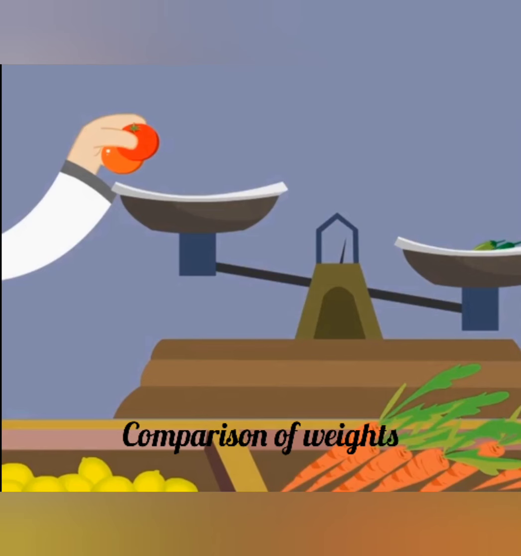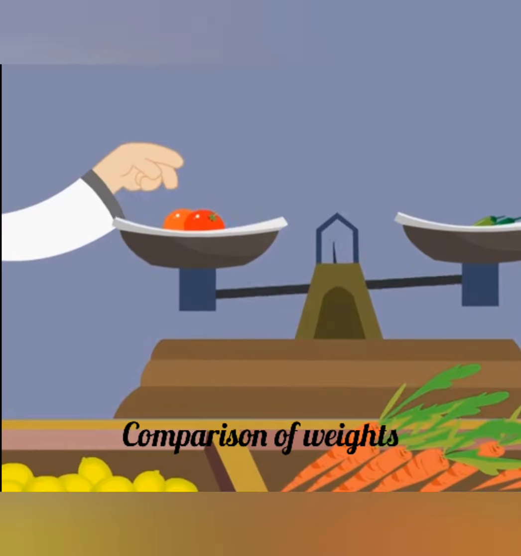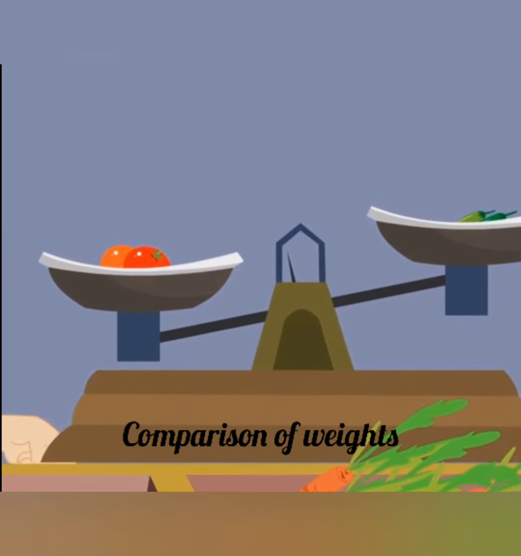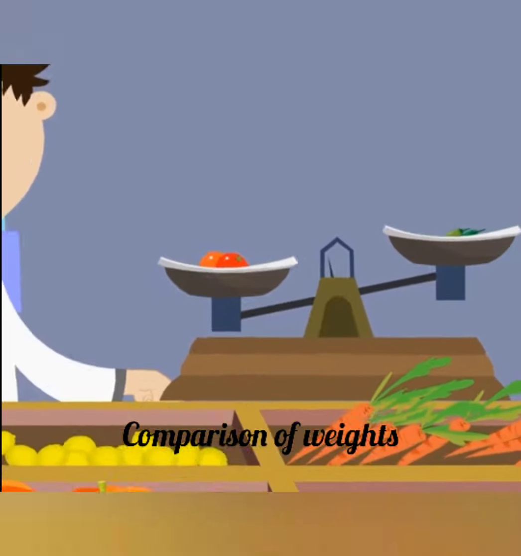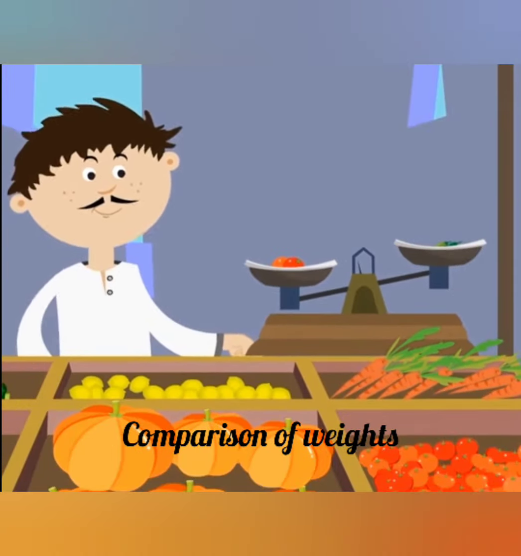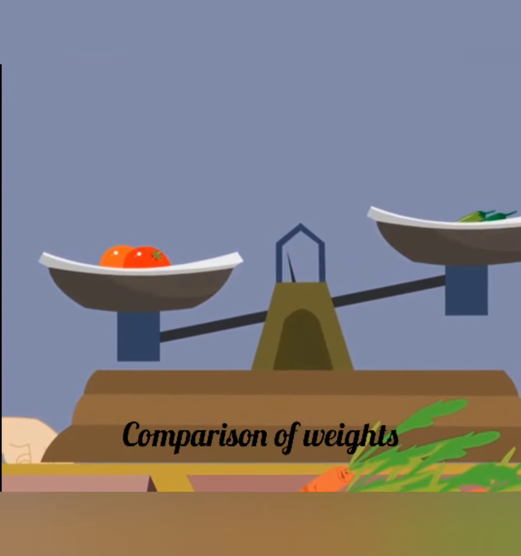Look at the weighing scale now. Raghu has kept 2 tomatoes in one pan and 2 chilies in the other. The pan with the 2 tomatoes went down and the pan with the 2 chilies went up. So which is the heavier object? As the pan with the tomatoes went down, it means the tomatoes are heavier.